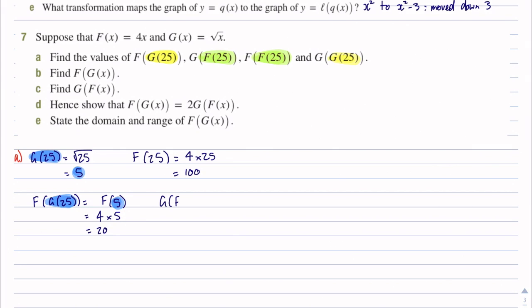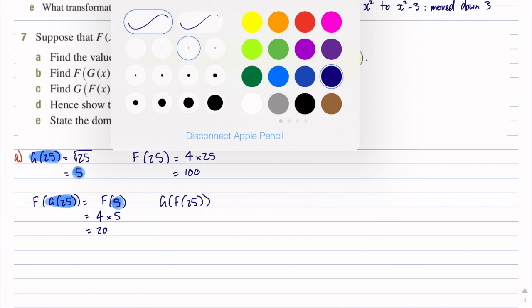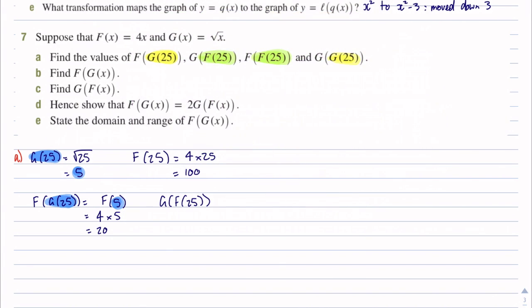g of f of 25, well, this time f of 25 came out as 100, so that's the same as g of 100, which means we're finding the square root of 100, which is 10.